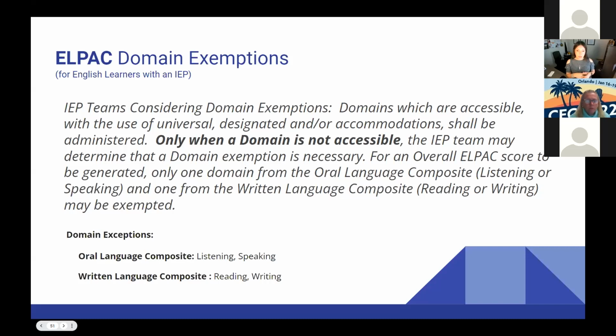Because if you exempt from both of each one of the domains, then you generate a LOSS score, the lowest obtainable score. So considering how the disability impacts the student's performance in accessing that particular domain which is being assessed, once the IEP team determines that it might be necessary after exhausting all universal tools, designated supports, and accommodations, then perhaps this discussion should be held, documented, and then established in the IEP. Next slide.